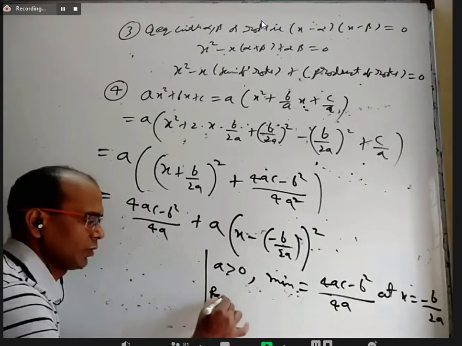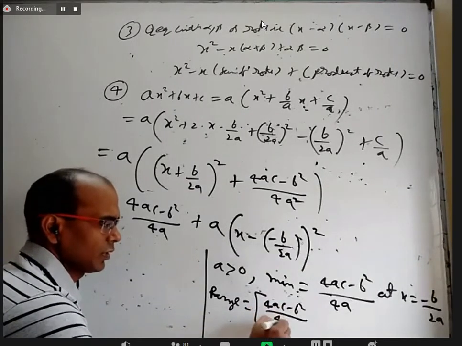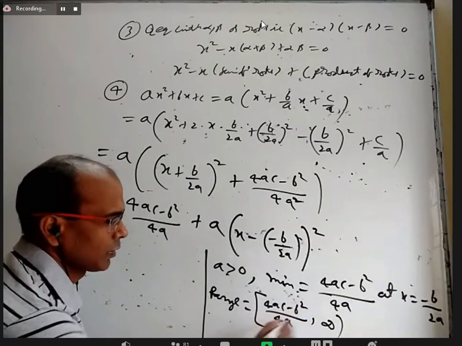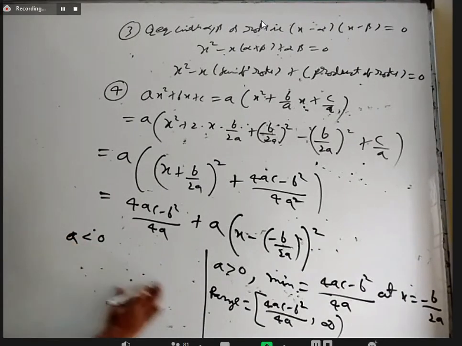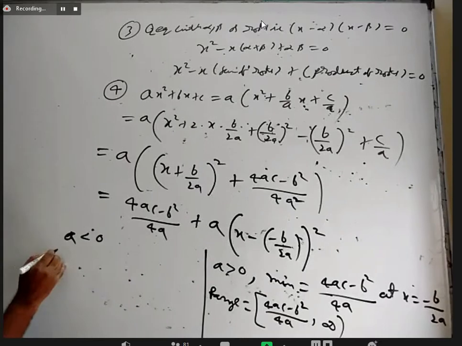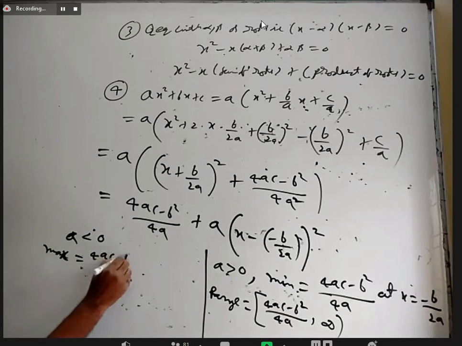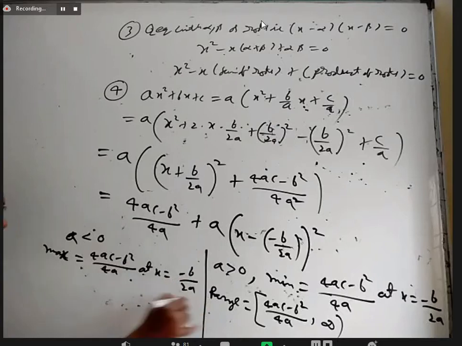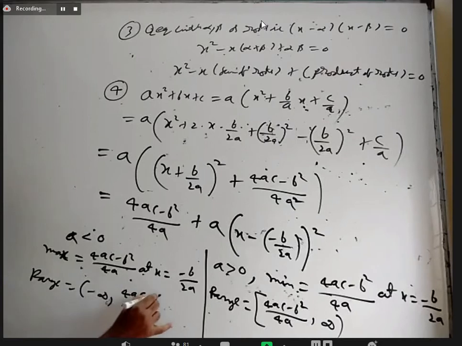And if at all somebody wants a range, it is (4ac minus b square) by 4a to infinity. This is the minimum, maximum is all the way. Coming to this, when a is negative, then maximum is equal to (4ac minus b square) by 4a, at x equal to minus b by 2a. And the range is minus infinity to (4ac minus b square) by 4a.